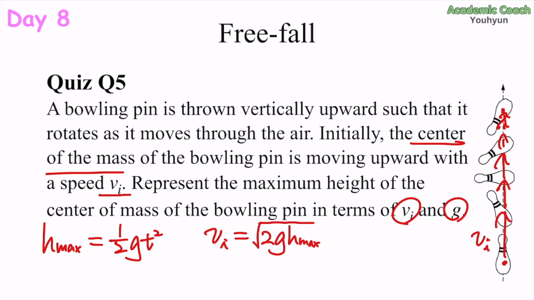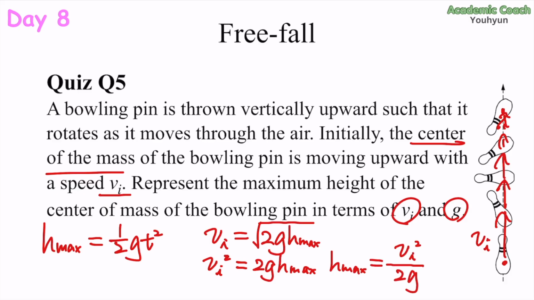And in this equation, we see v initial, a constant, g, and h max. So we can rewrite this to represent h max. By squaring each side, it's v initial squared is 2g h max. And by isolating h max, we get that h max is equal to v initial squared over 2g. So this would be the answer.